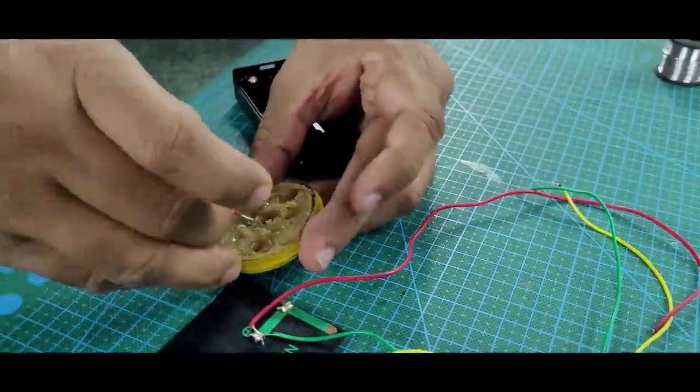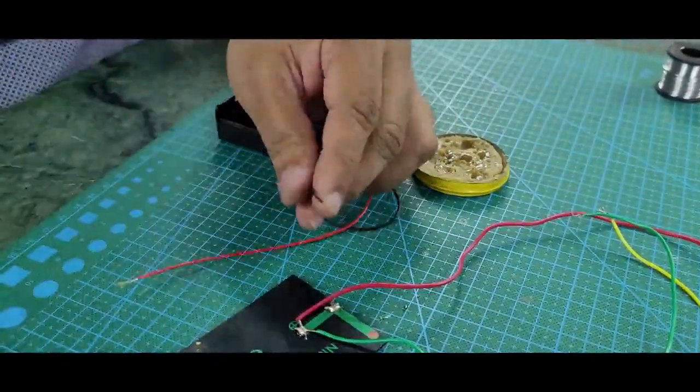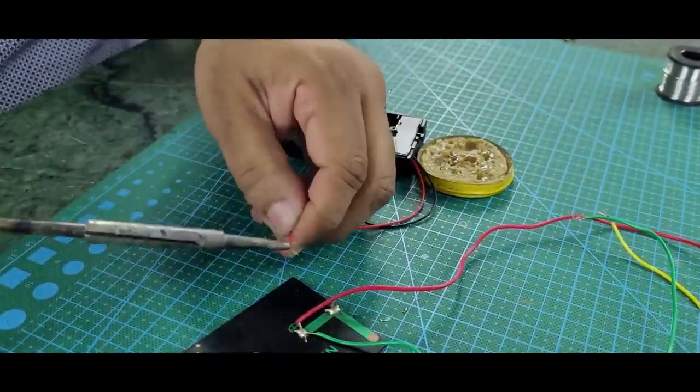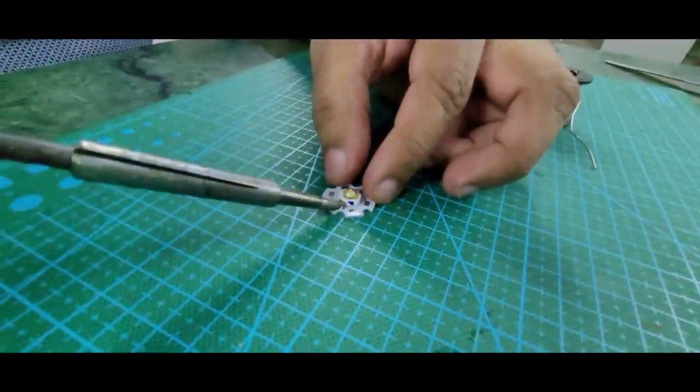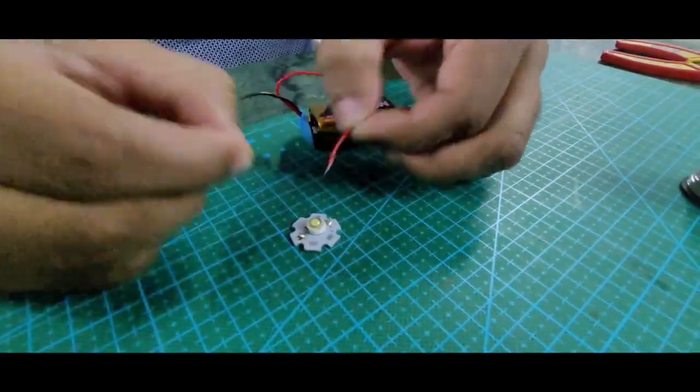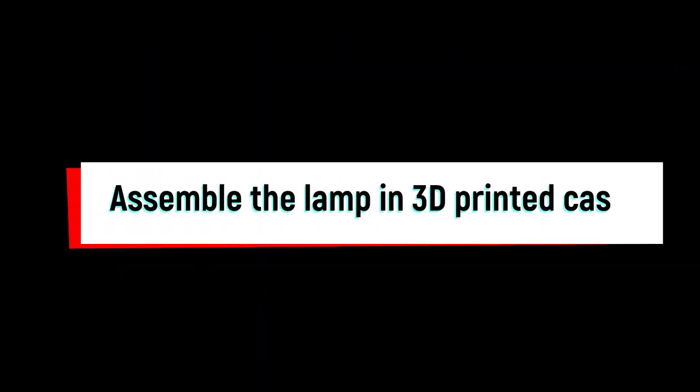Now take a battery holder. Again, apply metal on both the wires of the battery holder. Take the LED, put that onto the PCB, connect the LED onto the PCB. Let's check it is working. Now let's assemble the lamp in the 3D printed casing.